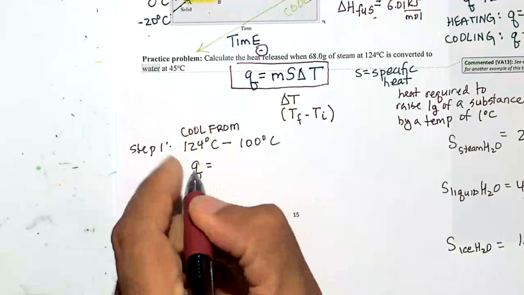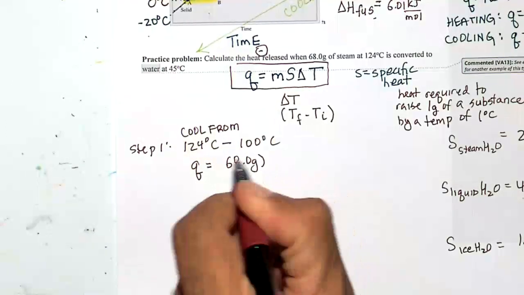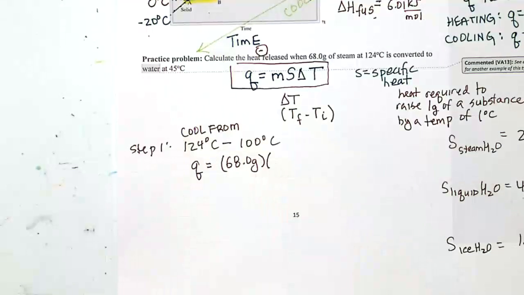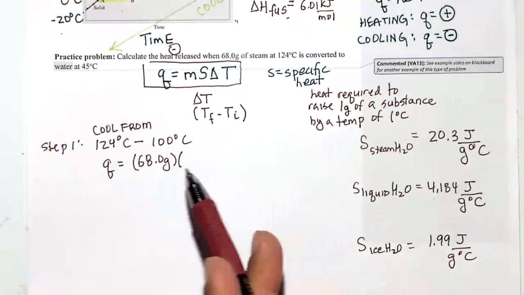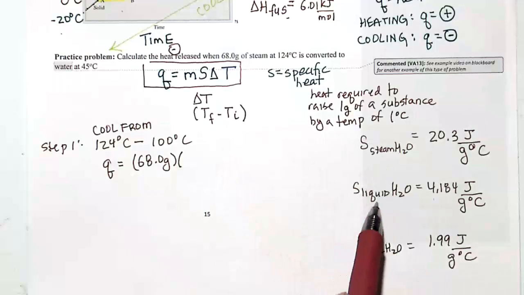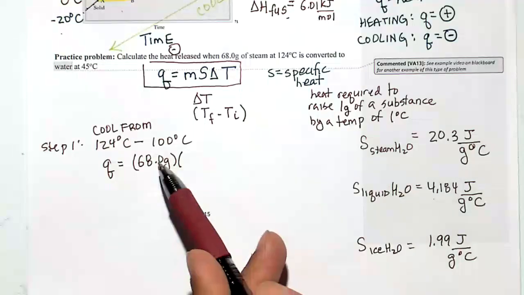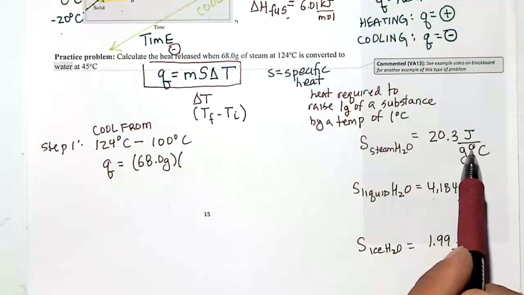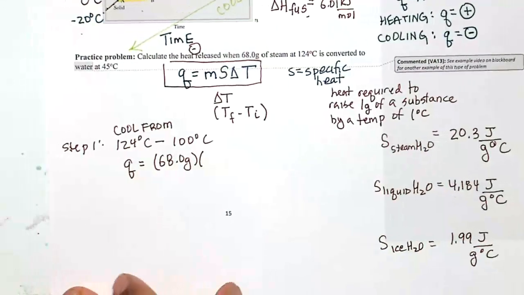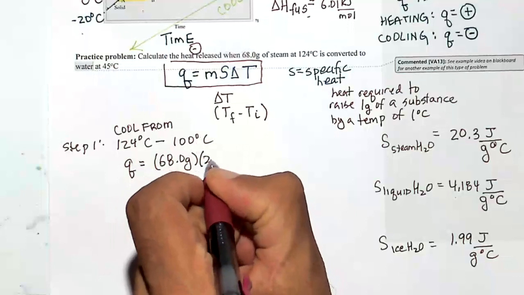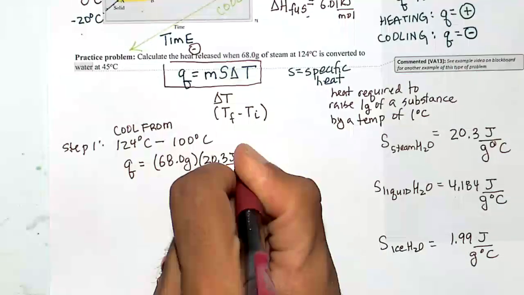So that's going to be Q is equal to mass times specific heat times delta T. What's the mass of water? Grams. What specific heat are we going to be looking for here? At 124 we're steam. At 100 we're at the phase change, but initially we are steam at 124. So we'll use the specific heat for water vapor, which is 2.03 joules over grams degrees C.